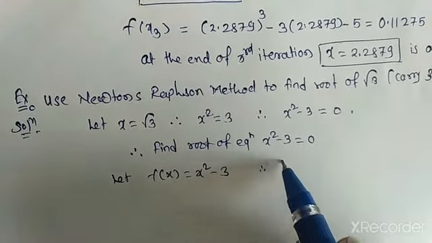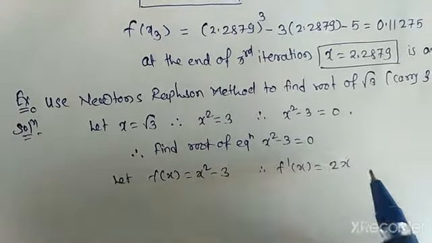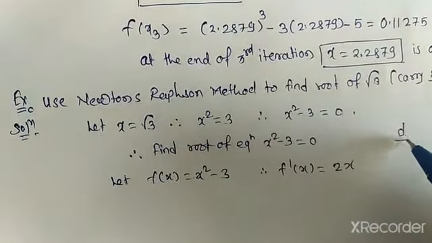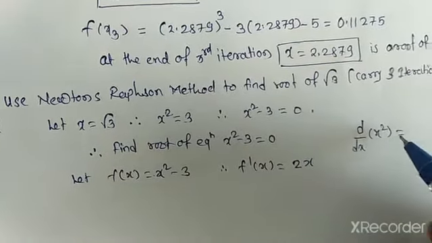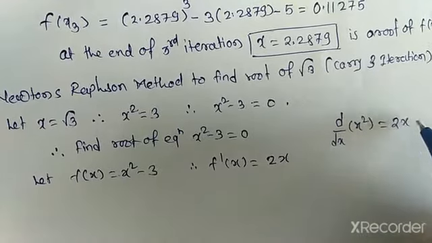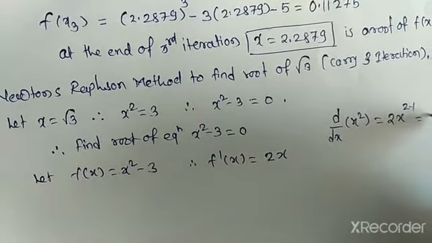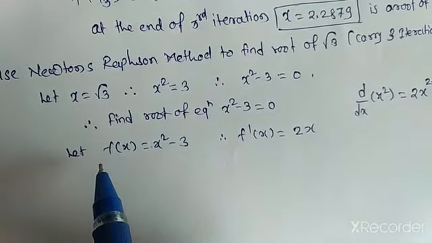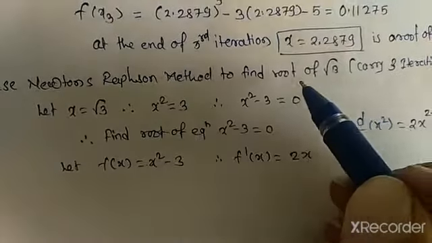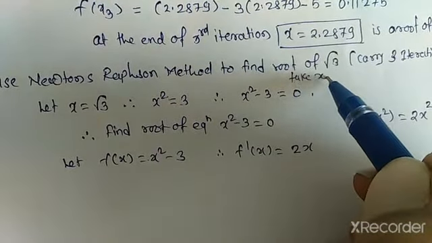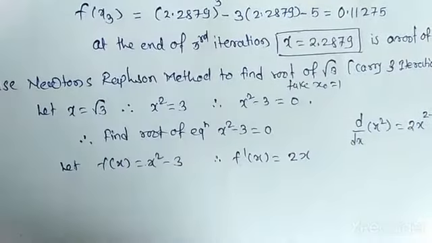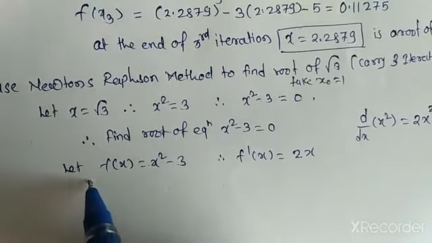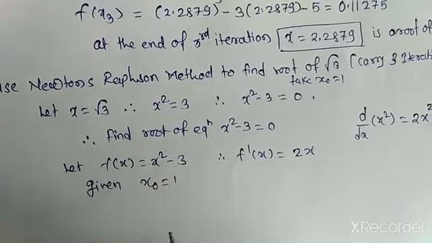That means, let f of x be equal to x square minus 3. Therefore f dash x is equal to the derivative of x square, which is twice x. Here 2 will be in front of x. So d by dx of x square can be written as, here n is 2, x raised to 2 minus 1, which is equal to twice x. Now in the question it is also given to take x naught equal to 1. That means the first approximate root is given as x naught equal to 1.